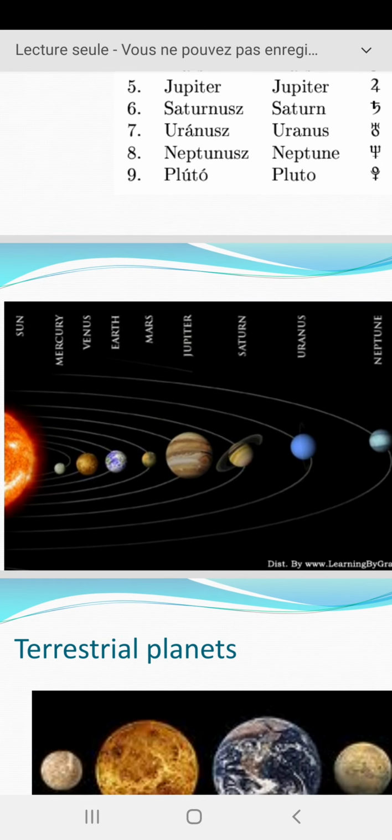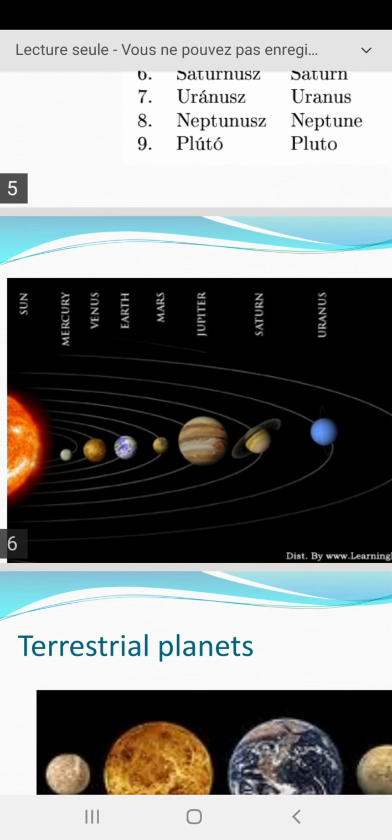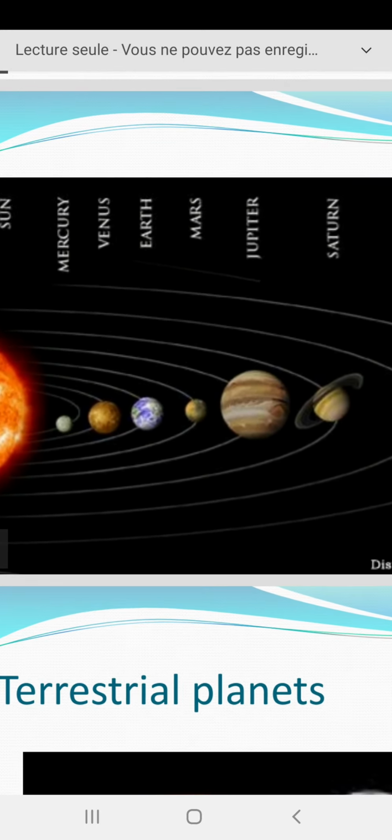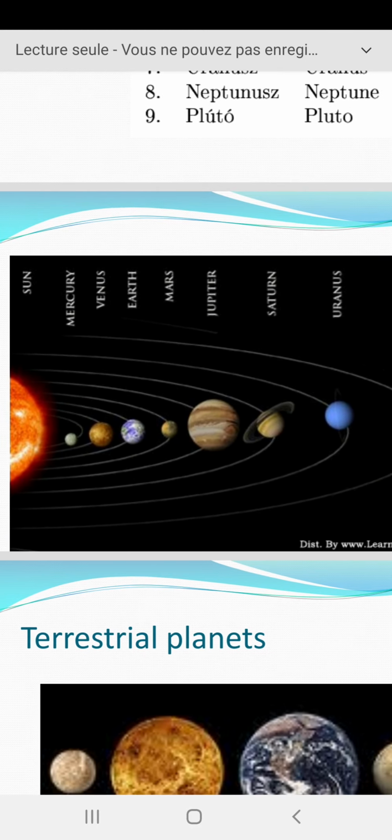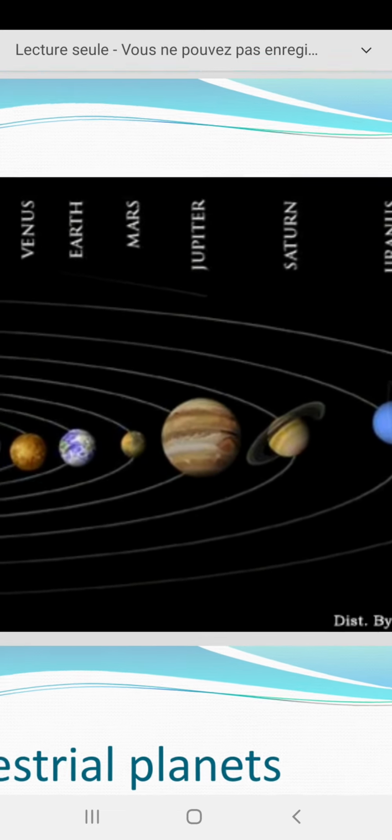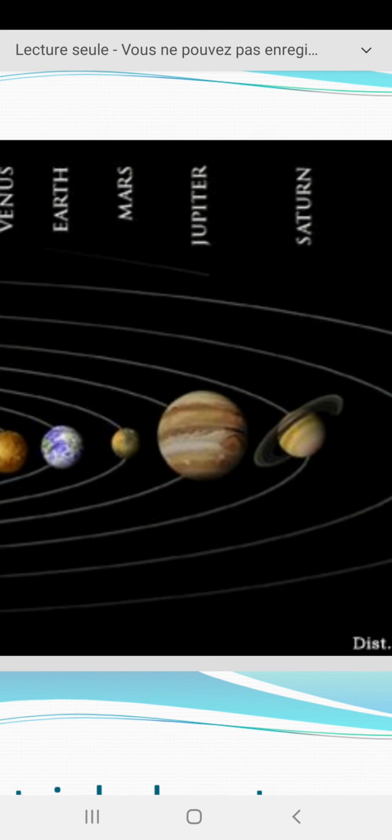Now, before we go into detail with the planets, I just wanted to show you a picture of the solar system, right? This is the solar system. You have here the sun. It looks bright. What does bright mean? مضيئة. It gives off light. تعطي الضوء. Unlike planets, على عكس الكواكب, which give off no light.